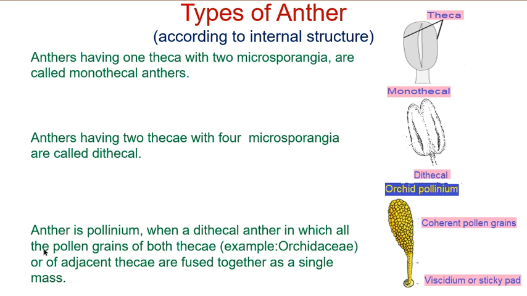And this is pollinium anther: a dithecal anther in which all the pollen grains of both thecae, or adjacent thecae, are fused together as a single mass like this. Fine, this is the pollinium anther.